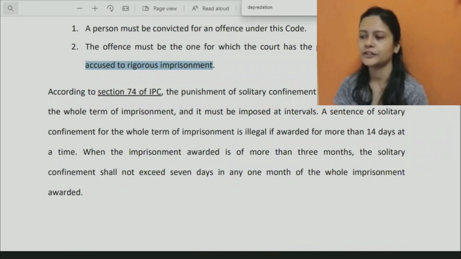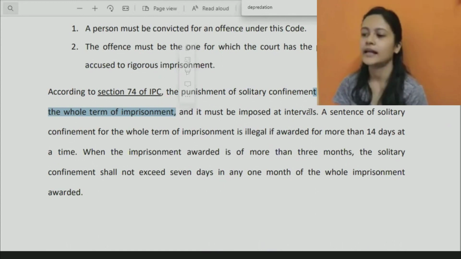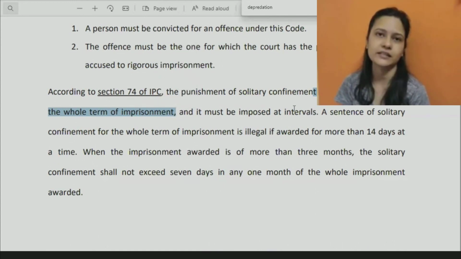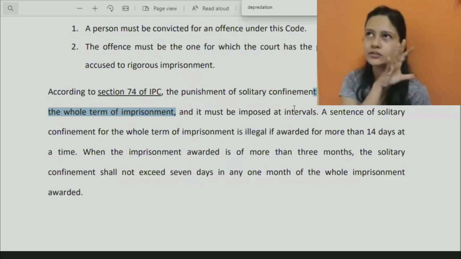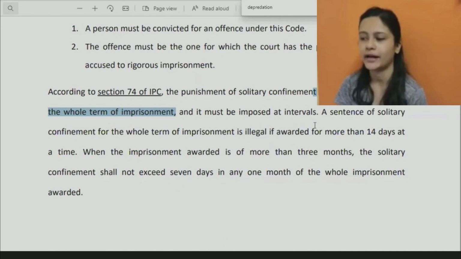So punishment of solitary confinement cannot be awarded for the whole term of imprisonment. If it is 1 month, for the entire 1 month, it cannot be provided. Depending on this time frame only, it has to be fixed. It must be imposed at intervals. Together, like 3 months, a person should not be kept in solitary confinement, because otherwise the person will go mad. Okay, so it has to be at intervals.